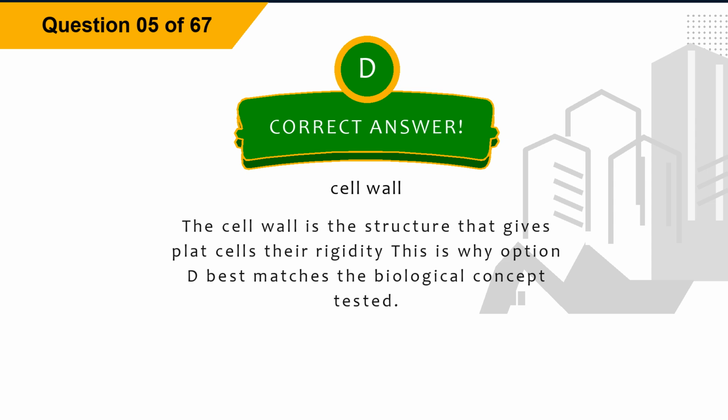Explanation. The cell wall is the structure that gives plant cells their rigidity. This is why option D best matches the biological concept tested.